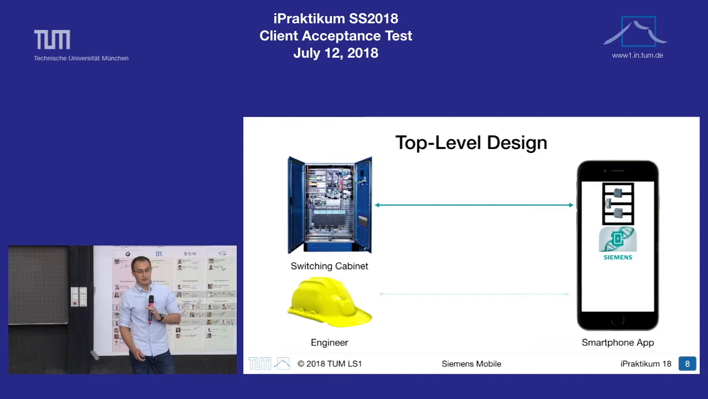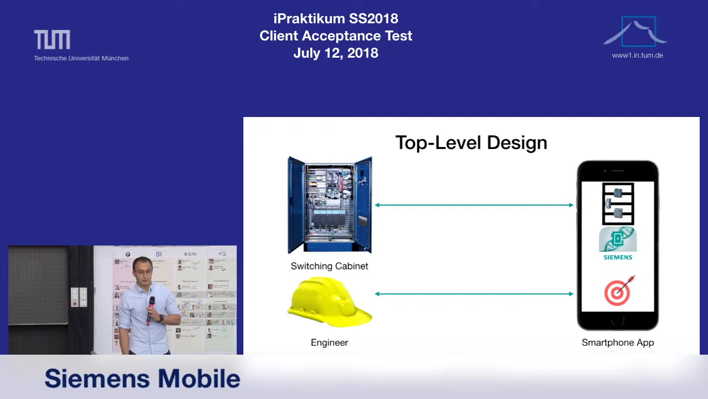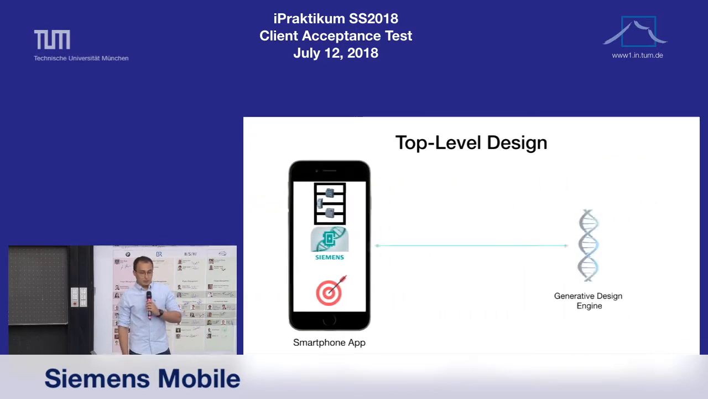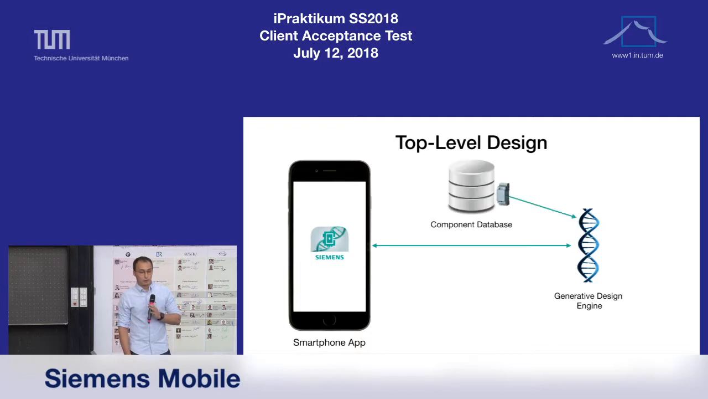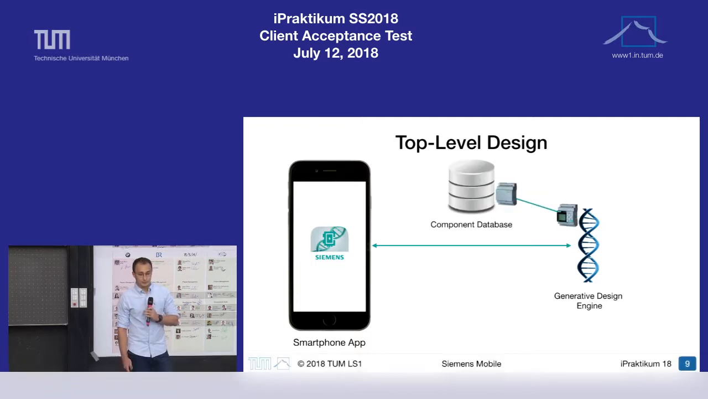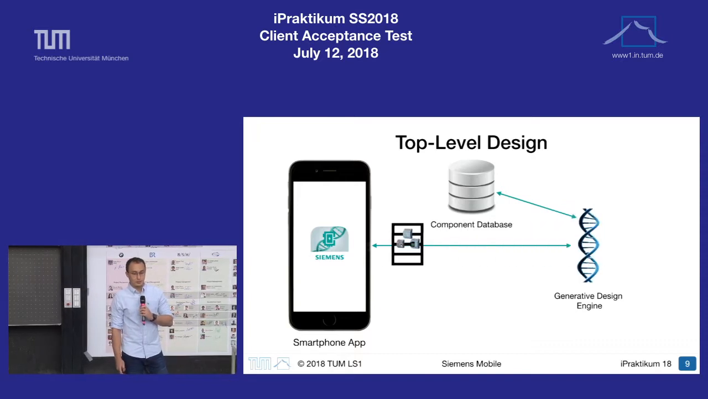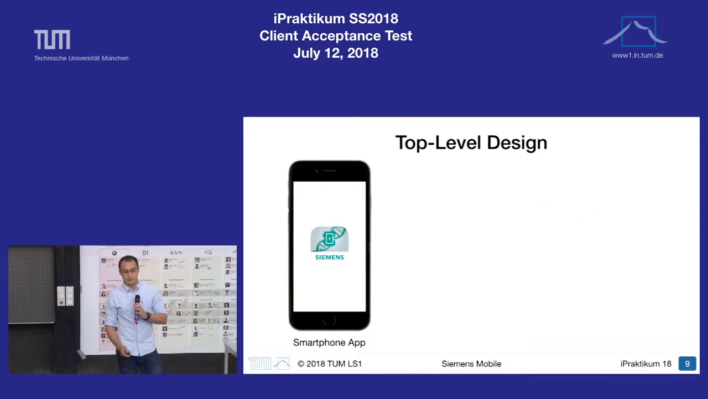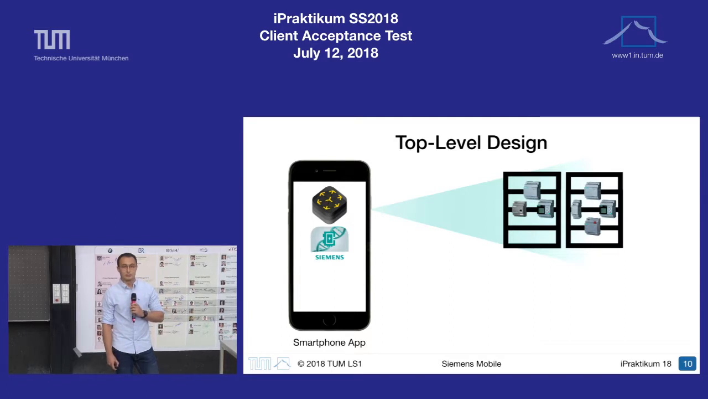Then, the engineer inputs some functional requirements and the optimization values so that he can influence the design process. And now, this data has to be sent to our generative design engine so it can produce some solutions for us. And for that, it needs the available components from our component database. Once it produces some layouts, these layouts will be sent to the smartphone app so that they can be visualized. And in the end, our engineer can see and examine all the layouts in augmented reality.